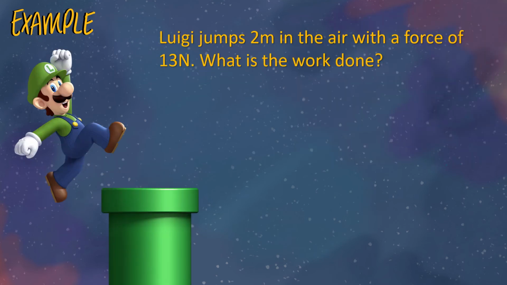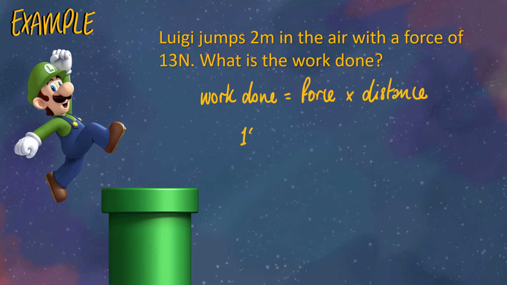Okay, example of using this formula. Luigi jumps 2 meters in the air with a force of 13 newtons. What is the work done? So work done equals force times distance. That is our formula. And what we need to do is, we've got the force here, which is 13 newtons. So 13, and then we've got the distance, which is 2 meters. 13 times 2 equals 26 joules, and that is all we need to do. Okay, so these are really simple calculations.